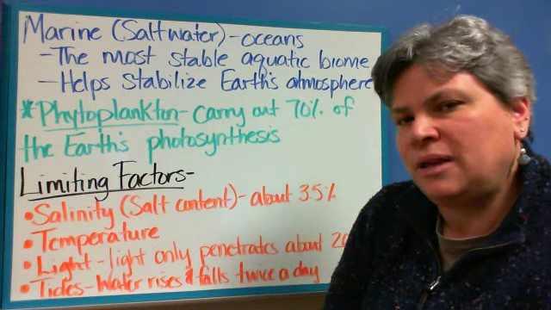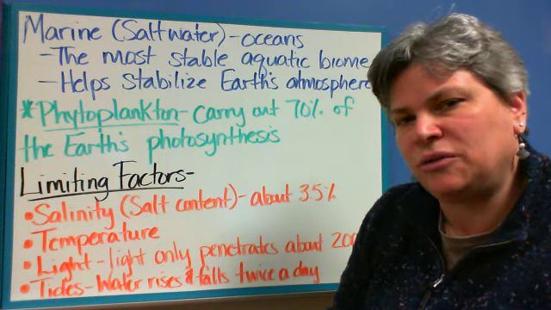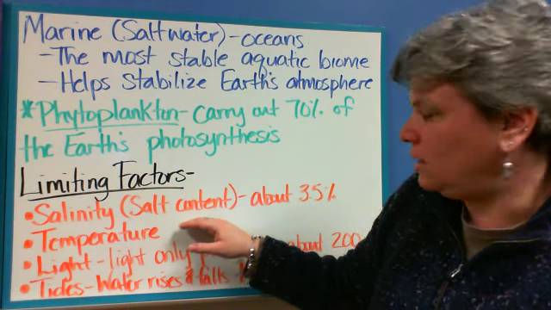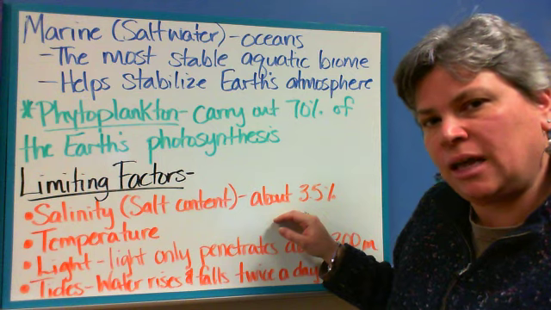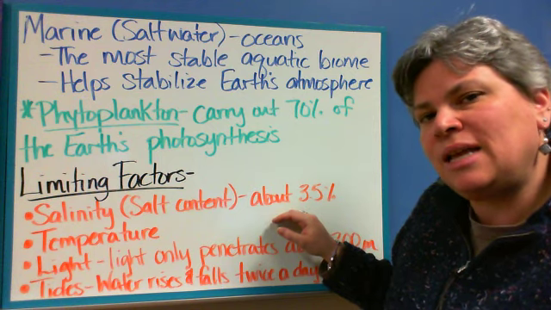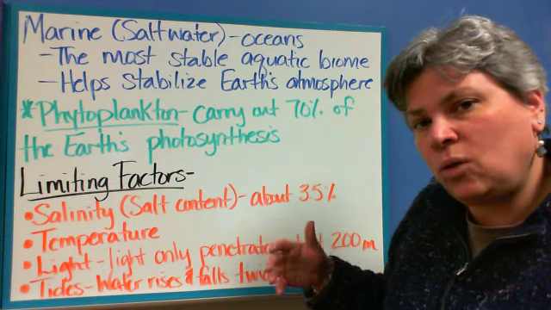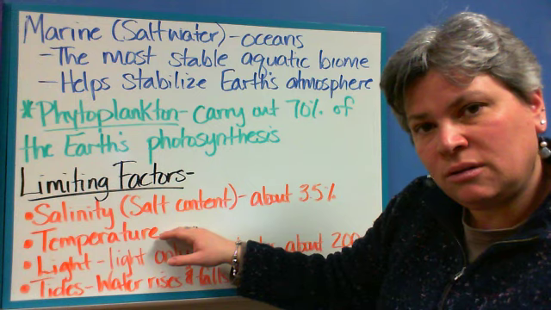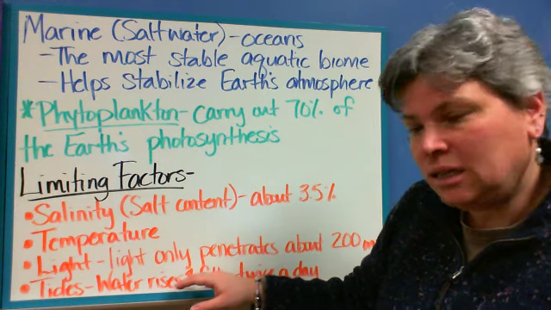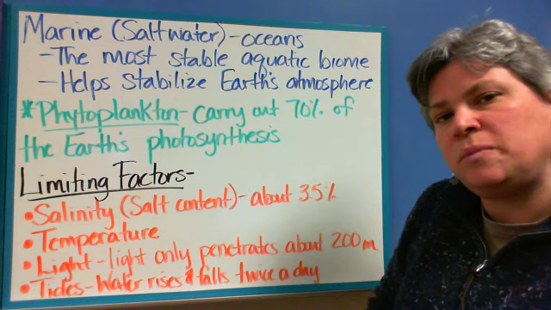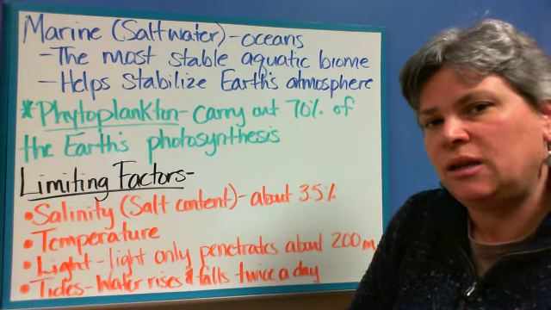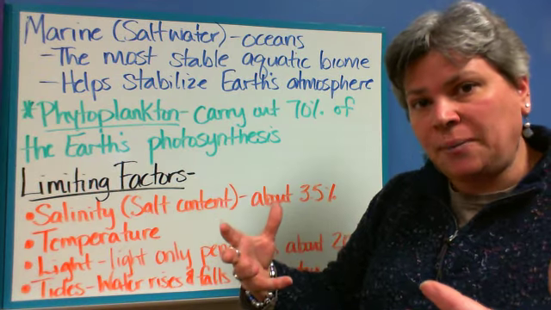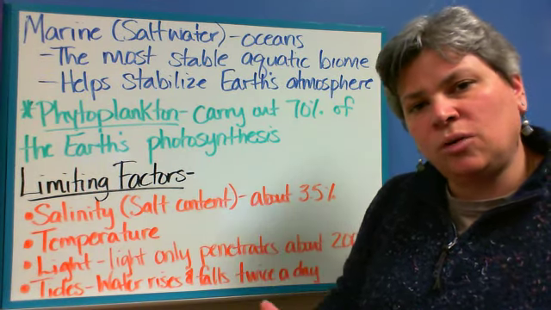So we said water isn't a limiting factor. Okay, so then what is a limiting factor for life in the ocean? Salinity, or the salt content, which is usually about 3.5%. Remember, salt water is more dense than regular water, and that plays a factor in the organisms that are living there. Temperature is a limiting factor. Light will only penetrate about 200 meters into water. That's about 600 feet. That's not very deep. So what that's telling you is those phytoplankton stay toward the top and plants don't grow on the bottom.